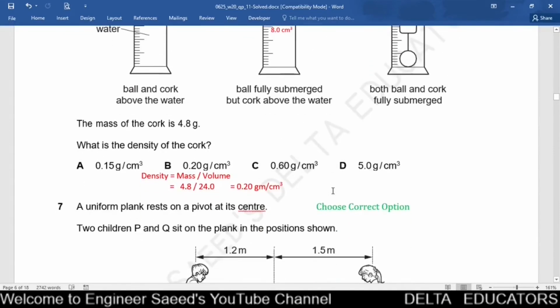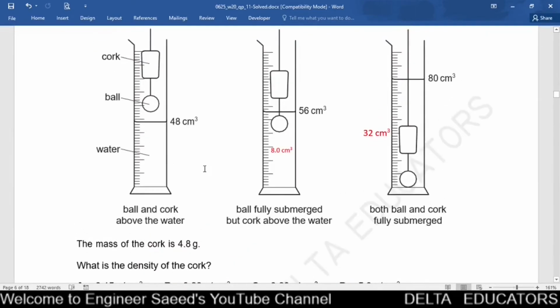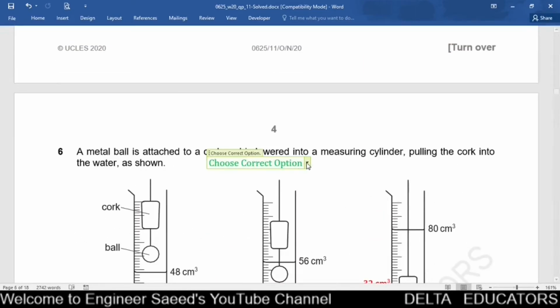Now we have both mass and volume of the cork. Mass is 4.8 gram and volume of the cork is 24 centimeter cube. So density will be equal to 4.8 over 24. It will be 0.2 gram per centimeter cube. Now 0.2 gram per centimeter cube is given in option B. So the correct option will be option B.